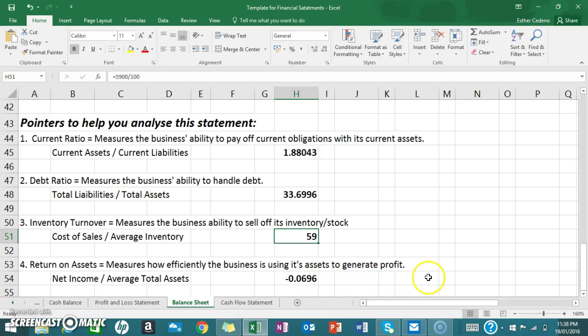But overall, the business doesn't seem to be doing too bad. The only shortfall is that they're not making a profit.